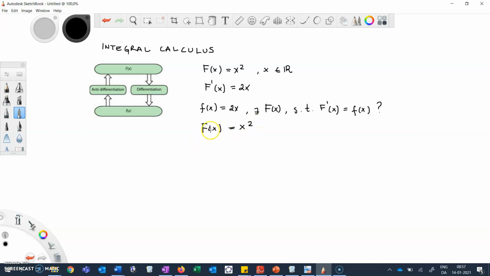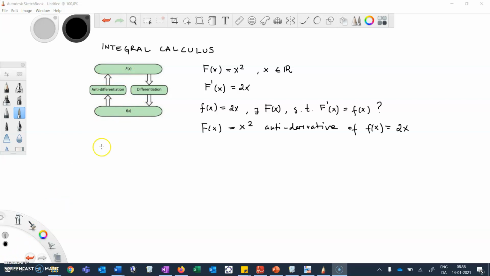So we say that the capital F of x, x squared, is the antiderivative of the small f of x equal to 2x. You see here in the diagram, if we start from the capital F of x and we differentiate, we get the small f of x. But if we apply an anti-differentiation, or an integration as it's called, we get back to the original function.